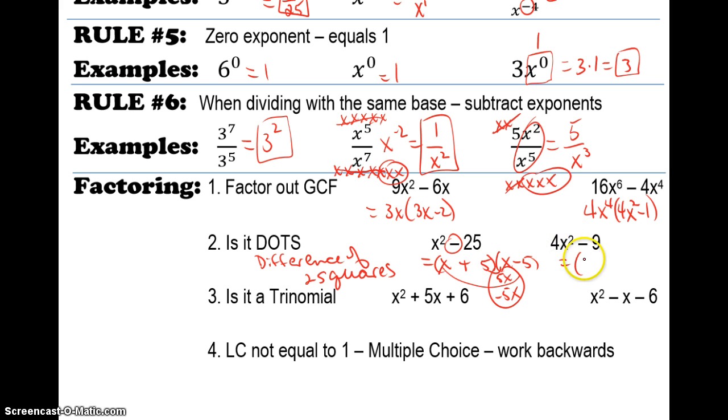Same thing happens on the next one. We'd have 2x plus 3 and 2x minus 3. The 4 gets split up as well as the 9.